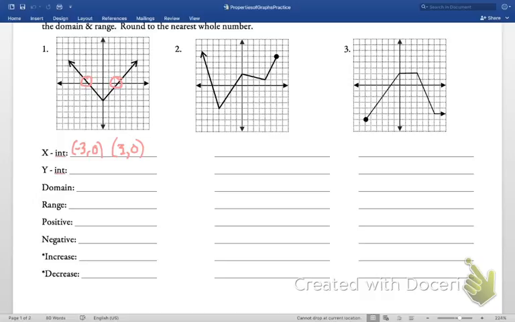Alright, let's look at number 2. I have two x-intercepts here. One of them is at -1, and the other one is at 2, 3, 4, 5, -5. Okay. Now let's do the last one. The x-intercepts look like about -2, and that would be about 4.